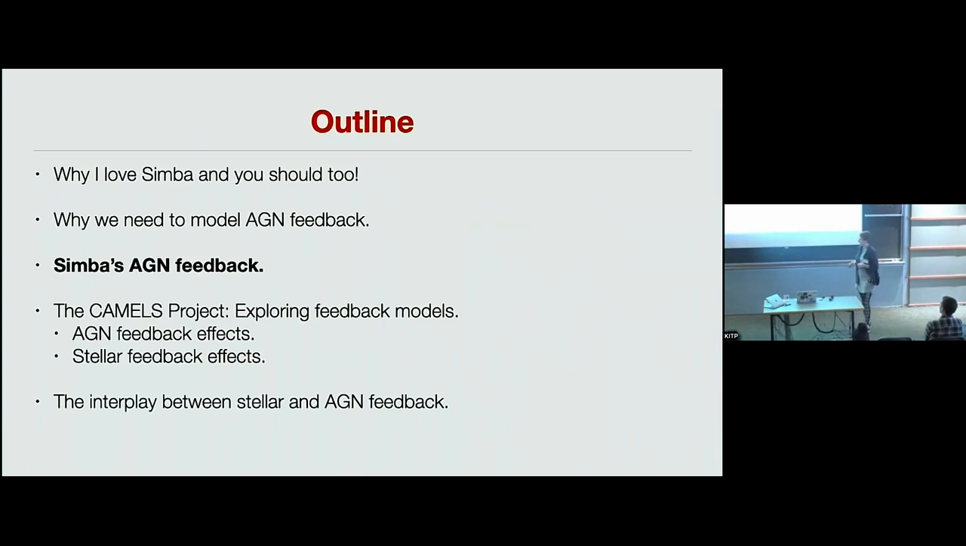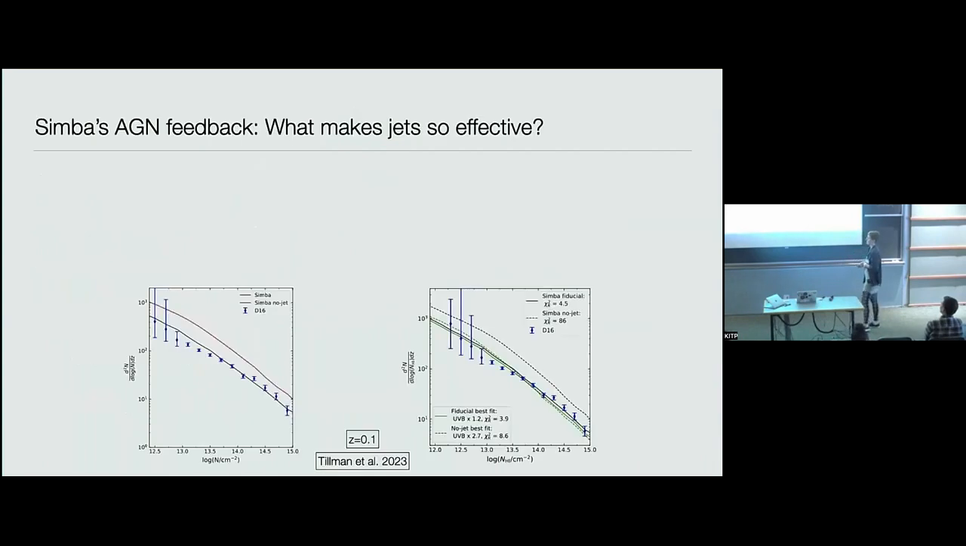All right. So let's talk about Simba's AGN feedback. Why is the jet feedback so effective? Why is it doing this? So the UVB is a very isotropic thing. It affects everywhere all at once the same way. Jets are kind of the opposite. They're highly collimated. They're more localized. They're not isotropic. So they are going to affect things differently at different column densities. They're not just going to have a normalization effect.